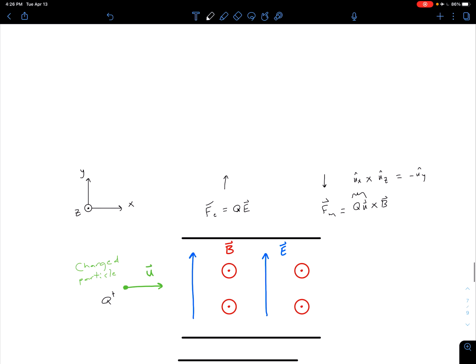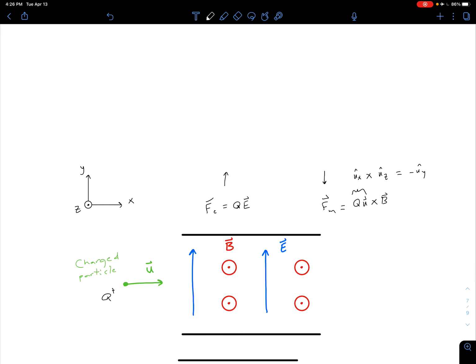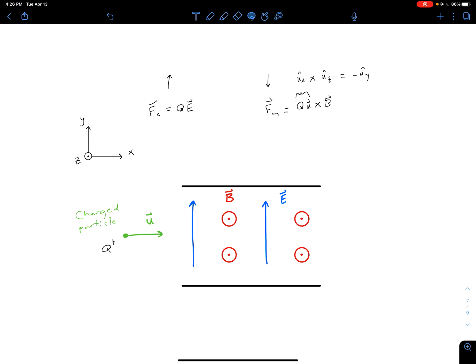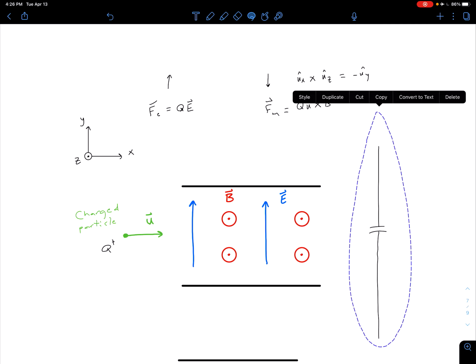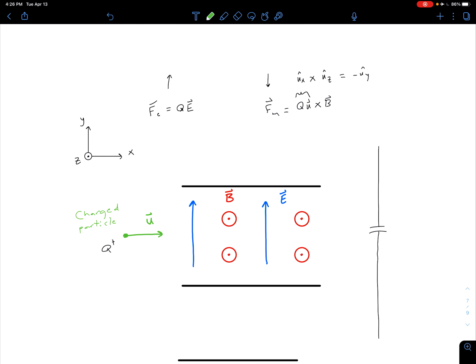As I mentioned in the problem statement, an alternate way to say that is we've adjusted this B naught such that our particle is not being deflected. So what does that mean exactly? Let me move this around a little bit and add something to our figure here. Let's say we had some aperture on the other side, some slit or hole through which our particles can pass. Let me line that up with where our particle is incoming. If our particle is able to maintain that constant velocity and isn't deflected at all, it's going to go straight through that aperture.